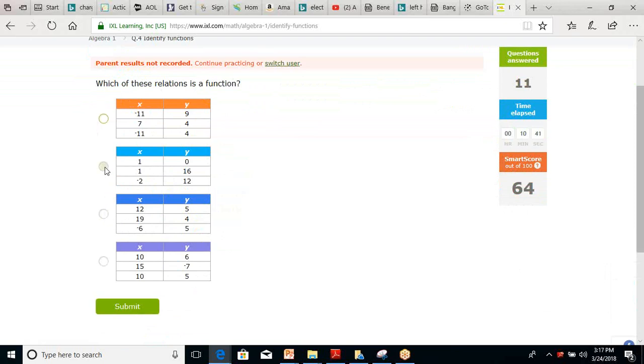Sorry, each x value is paired with one y value. So each x value paired with one y value. So this is not a function. This is not a function. This one, each x value is paired with one y value.